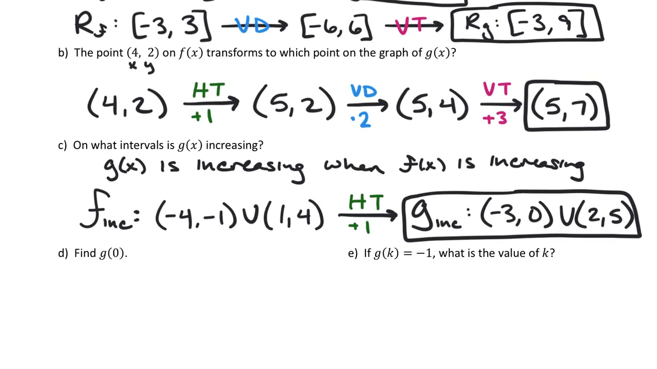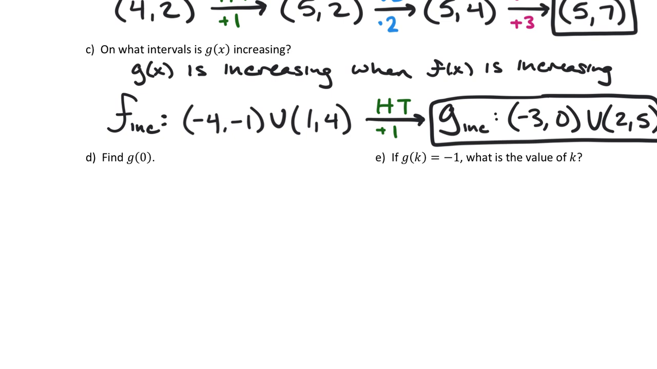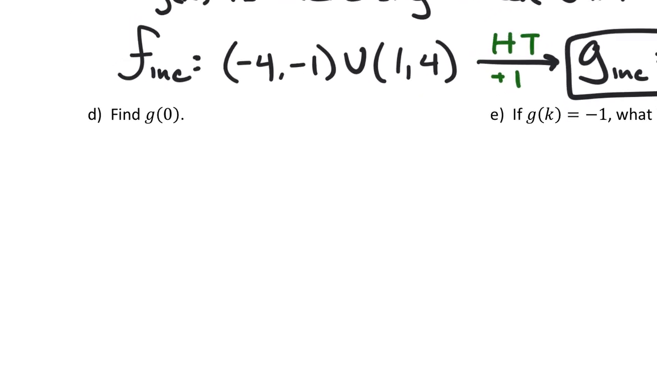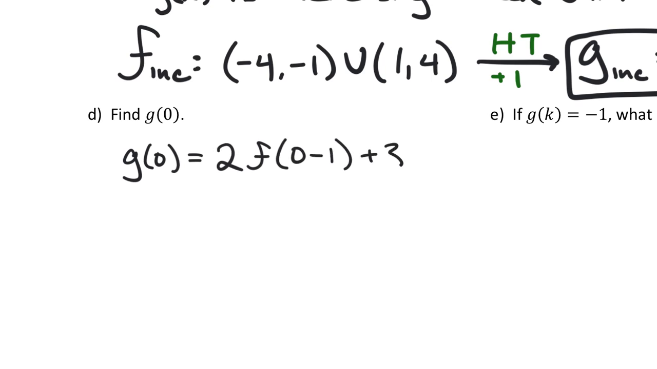The last questions on here are going to be like the ones I'm going to have you practice outside of class. This one says find g of 0. Well, g of 0 means that the x value that I'm using is 0. So if I use old-fashioned function notation and start plugging 0 into the g function, here's what it's going to look like: 2 times f of 0 minus 1 plus 3. Whoa, where did all of this come from? Look at the top of your paper. The original equation says g of x is 2 times f of x minus 1 plus 3. So instead of x, what am I putting there?